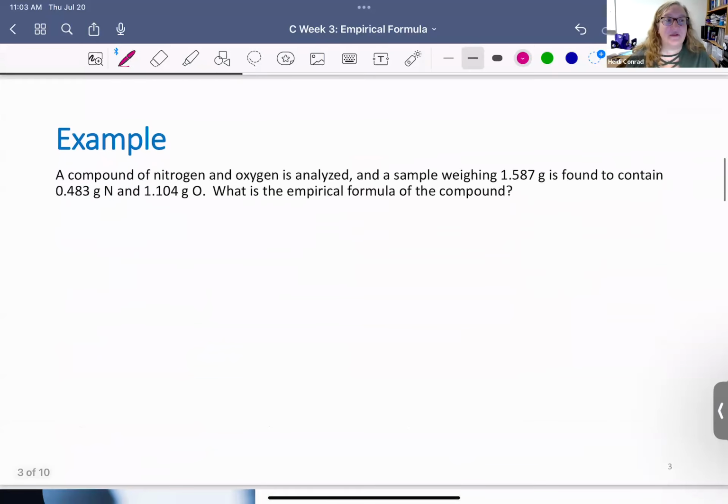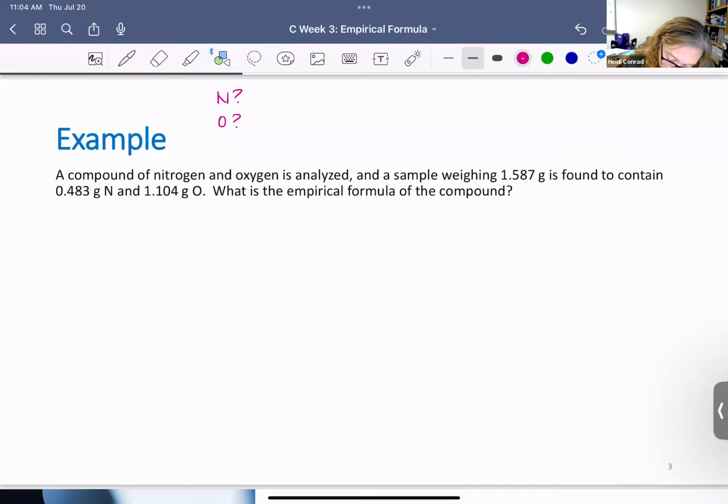So let's work some examples. First one, a compound of nitrogen and oxygen is analyzed. A sample weighing 1.587 grams is found to contain 0.483 grams of nitrogen and 1.104 grams of oxygen. What is the empirical formula of this compound? So what do I know from the start? I know that I have some amount of nitrogen in the compound and some amount of oxygen.